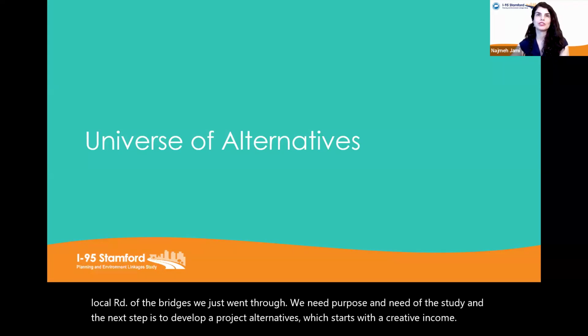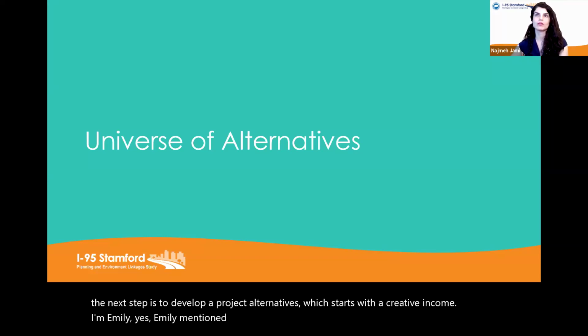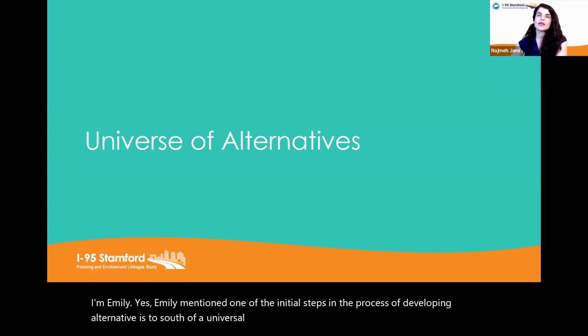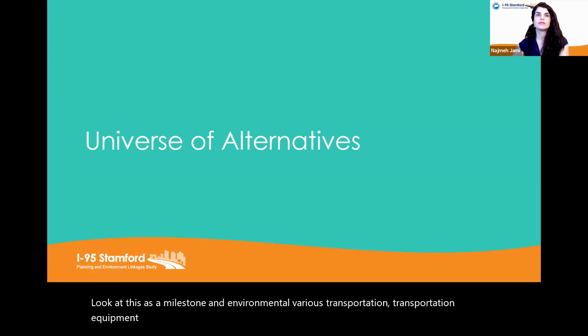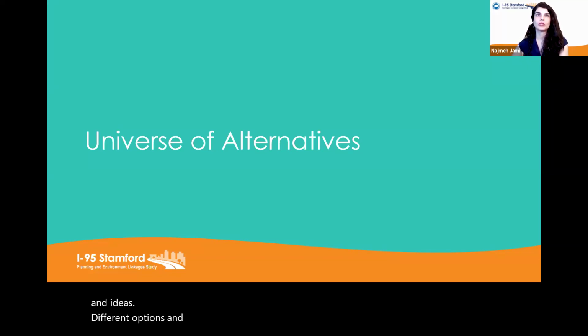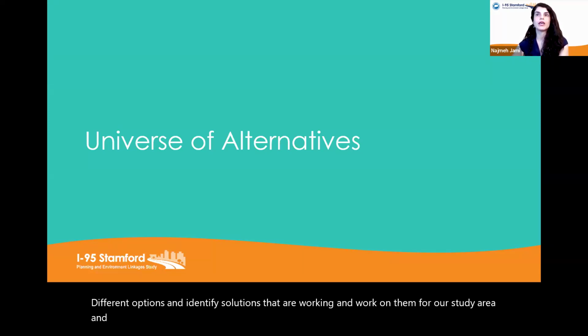So as Emily mentioned, one of the initial steps in the process of developing our alternatives is to set up a universe of alternatives. Think of this as a brainstorming realm where we toss in various transportation improvement concepts and ideas. This serves as a toolbox for us so we can look at different options and evaluate them and identify solutions that are more feasible and workable for our study area. And then ultimately that would help us to determine our final recommendations for this project.